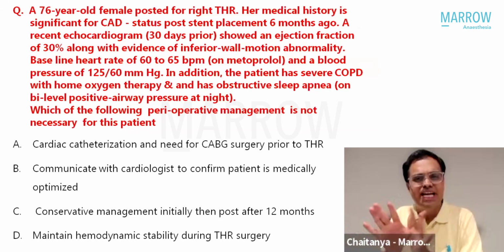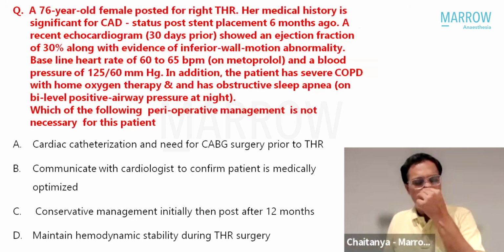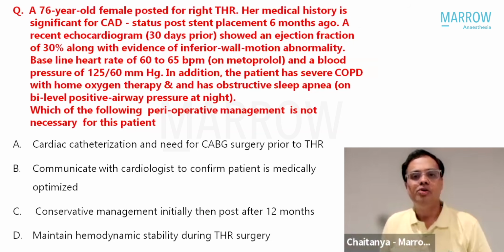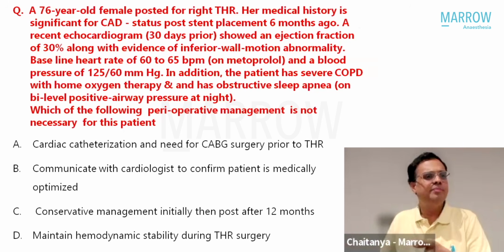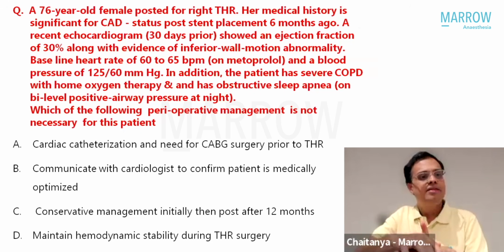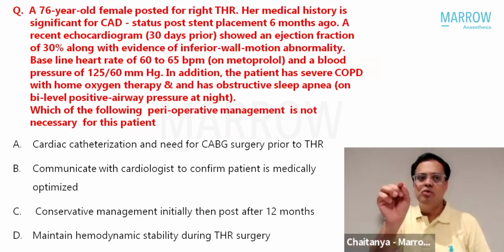I don't think the Gupta scoring system is given in any standard textbook, so we'll go with the ACC AHA guidelines only, right? Serum creatinine greater than 2 is very, very important. The RCRI scoring system has 6 points: diabetes mellitus requiring insulin, serum creatinine greater than 2, past history of CVA, past history of congestive heart failure, major surgery, and past history of myocardial ischemia or infarction. All these 6 points have a scoring system.